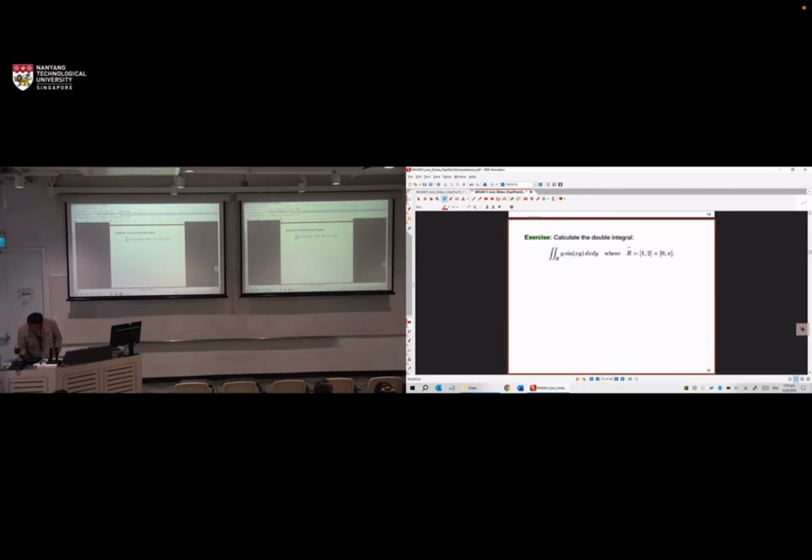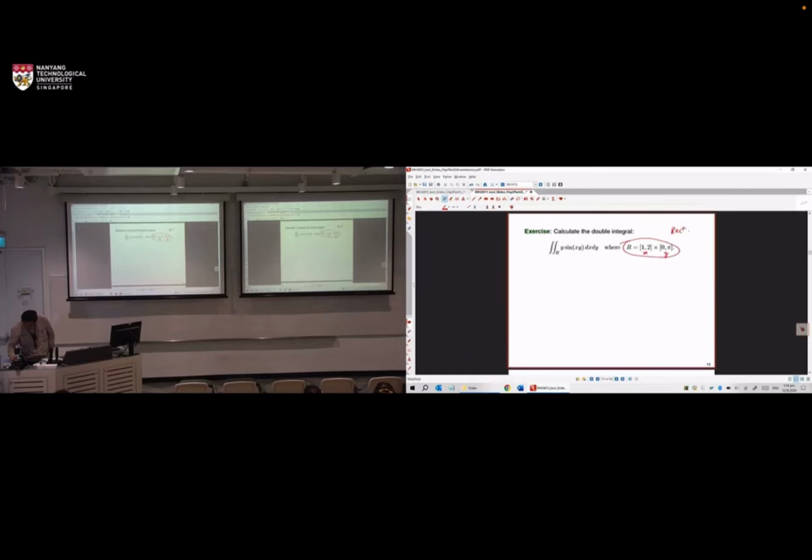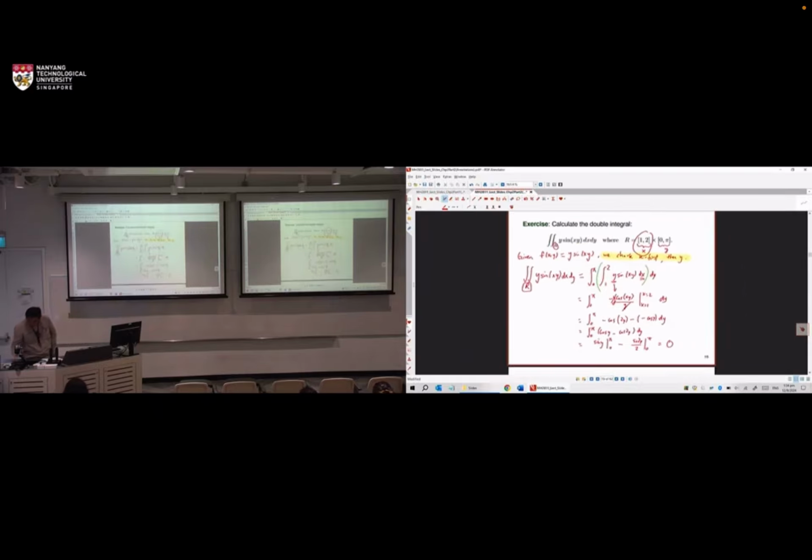So this is the rectangle. This is the x's, this is the y's. I have already written the answers here. Given the f function, y sine xy, I deliberately choose x first, then y.